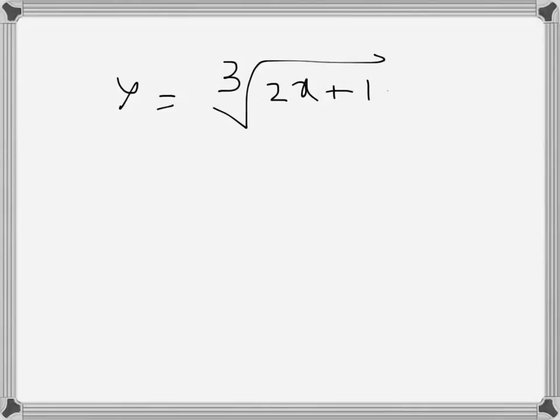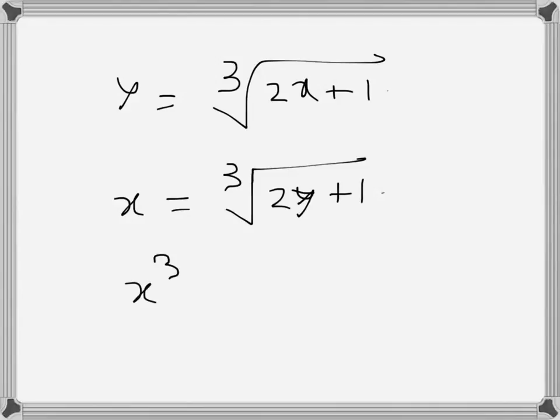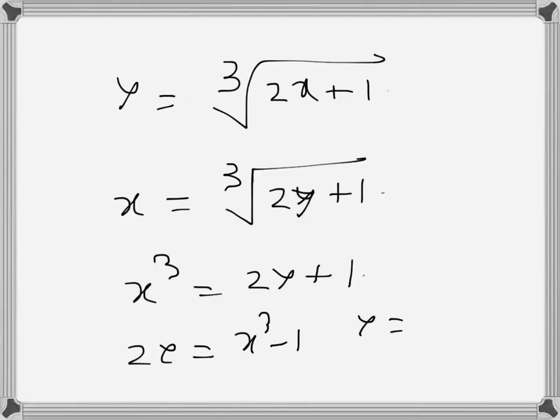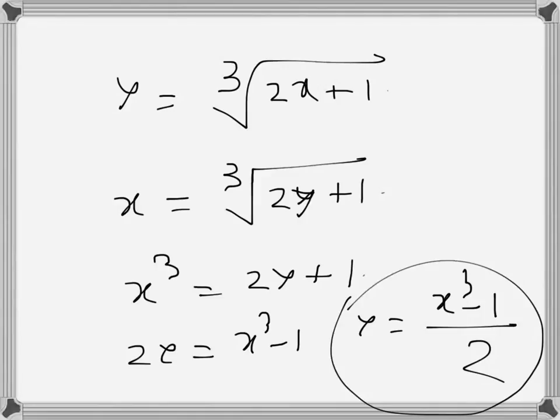Once again we interchange x and y. So here x equals 2y plus 1. Now we have to make y the subject again. So what we do, we cube both sides. So this is x cubed, and this one is 2y plus 1. So 2y is x cubed minus 1. So y is x cubed minus 1 over 2. So this one is the inverse function.